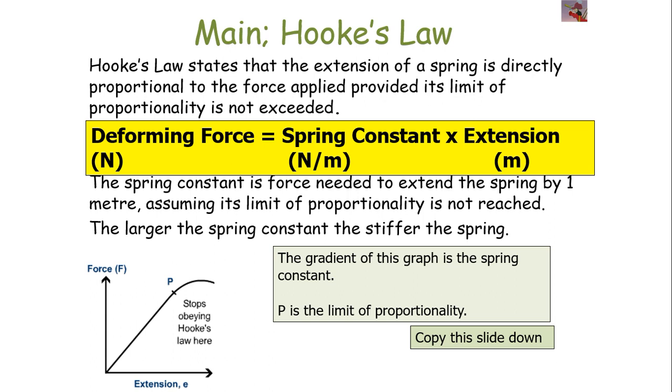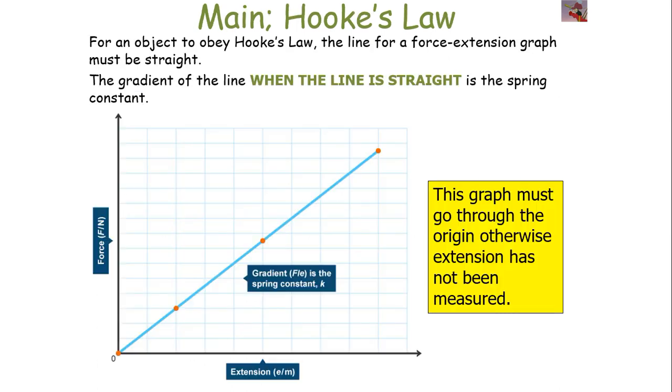Now in the question, 25 and 0.10 are 2 sig figs, so your answer should be given to 2 sig figs. So let's just recap what we've learned so far. Hooke's law states that the extension of a spring is directly proportional to the force applied provided its limit of proportionality is not exceeded, and the deforming force in newtons equals spring constant in newtons per meter times by extension in meters. And we say the spring constant, which is the gradient of a force extension graph, is the force needed to extend the spring by 1 meter, assuming this limit of proportionality has not been reached.